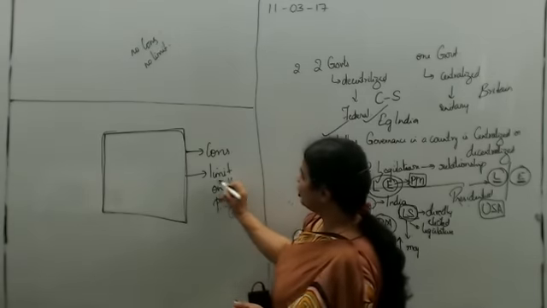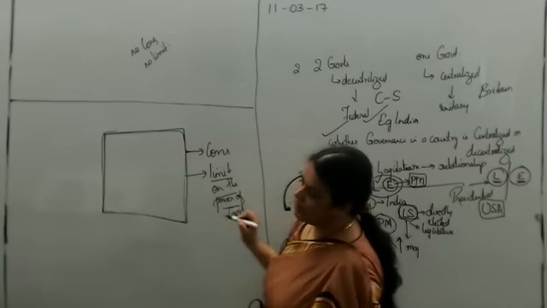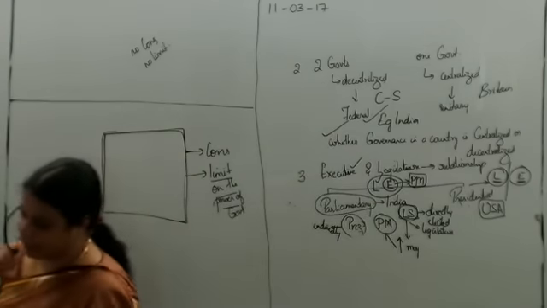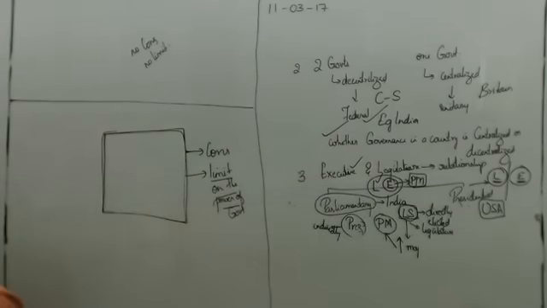Now, why is it important to limit the power of government? The basic reason why you need a constitution is because you need to limit the power of government. Why should you limit the power of government? What happens if power is not controlled? There will be more misuse. In the process, who suffers? It is the people.